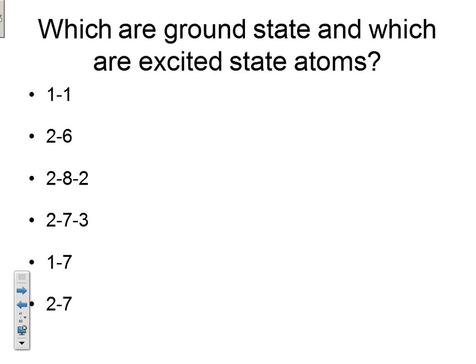So we're going to do a bit of practice with this just to show you my point. Which of these are ground state and which are excited state atoms? We want to practice identifying the atoms. So this first one, 1-1, first of all, this is an excited state because the first one isn't full.